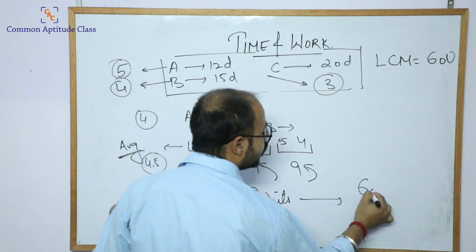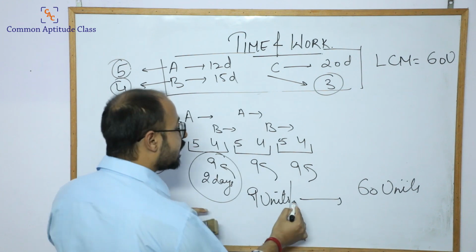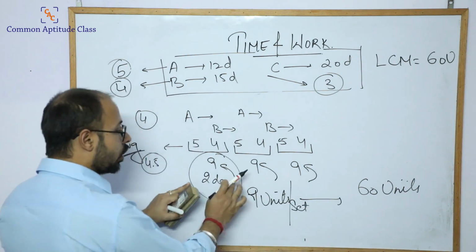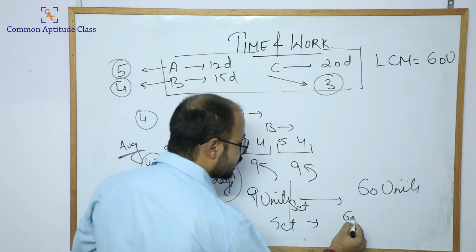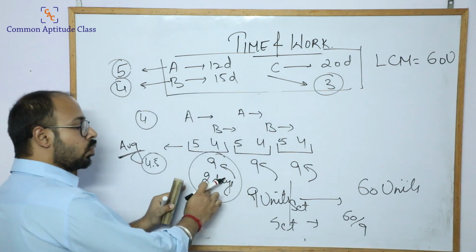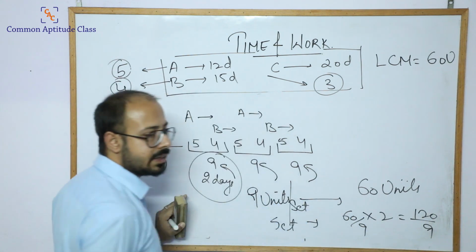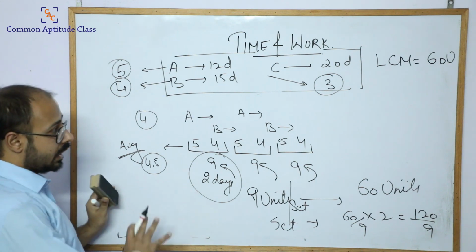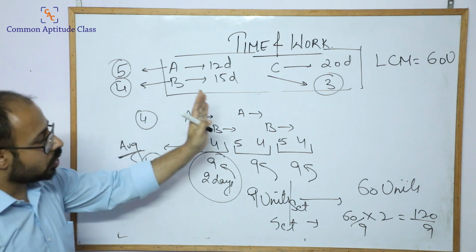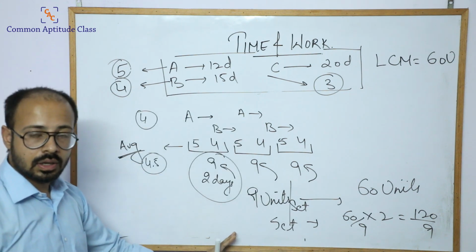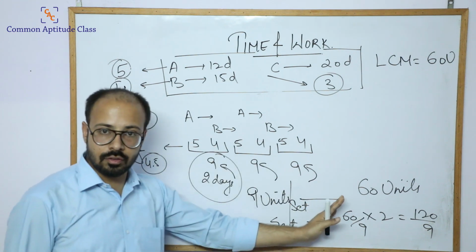I need to form 60 units overall. So how many days will I take? 9 units per set. So the total sets will be 60 by 9. Each set is of 2 days, so multiplied by 2. These many days, 120 by 9 days, they will take to complete the work. This is how alternate work goes. So now I hope till now you got the way how we do it. There are many patterns to solve it, but these are the basics which we have to apply.